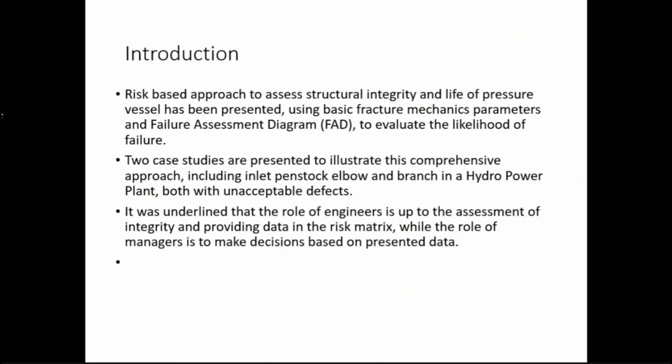Any stoppage is too costly. Repair is an option, but it depends on how long it would take. Replacement is something that we need to avoid if possible. To do so, we need a reliable and conservative assessment of structural integrity. And our job as engineers in this case is to provide a risk-based analysis so that management can decide what to do.